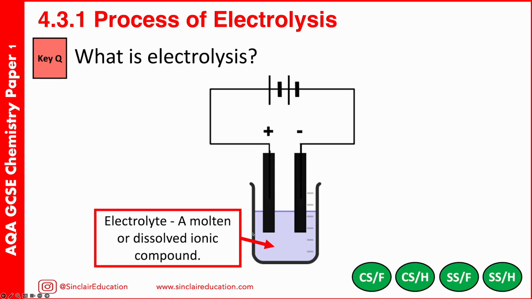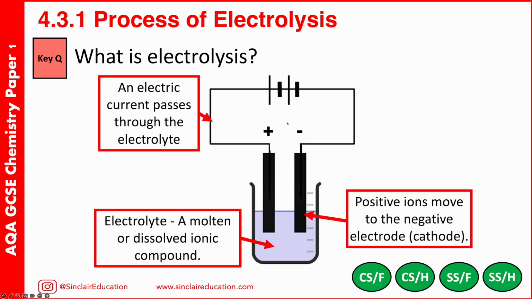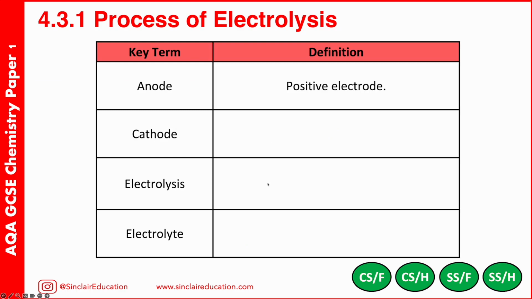So if we have a look, we've got our electrolyte, which is either molten or dissolved, so added to water. We have a power supply and we have wiring that connects to our electrodes. Positive ions will be attracted to the negative electrode that's called the cathode, while negative ions will move to the positive electrode that we call the anode. The anode is another name for the positive electrode.